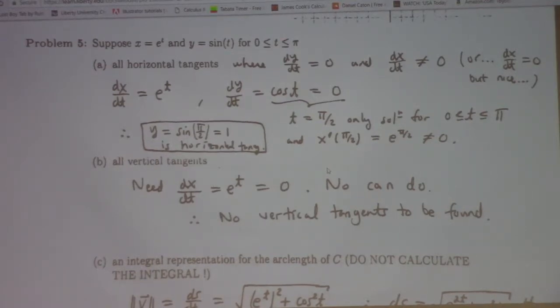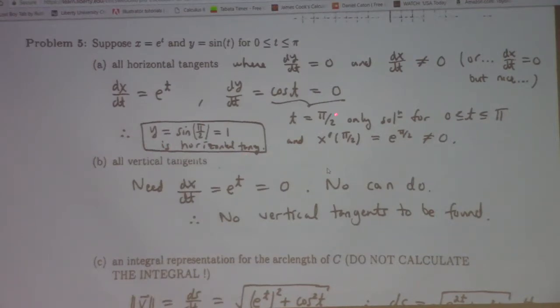So to find horizontal tangents, we're looking for places where dy/dt is 0, but dx/dt is non-zero, right? And dx/dt is non-zero everywhere, so we're good there. But where's dy/dt 0? Well, dy/dt being 0 means that cosine of t is 0, because the derivative of sine is cosine. And that happens at pi over 2. That's the only place it happens in the domain of consideration, which is 0 to pi. So y equals sine of pi over 2, which is 1, is the horizontal tangent.